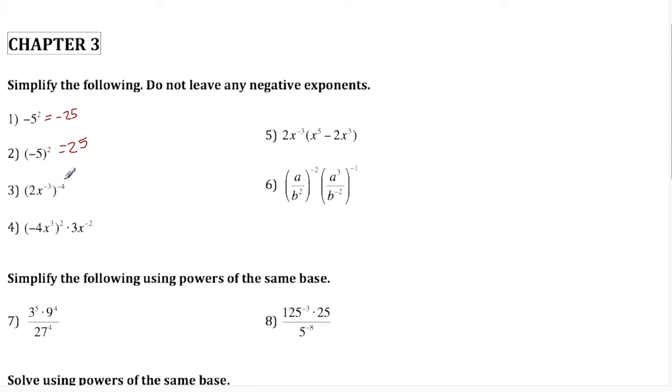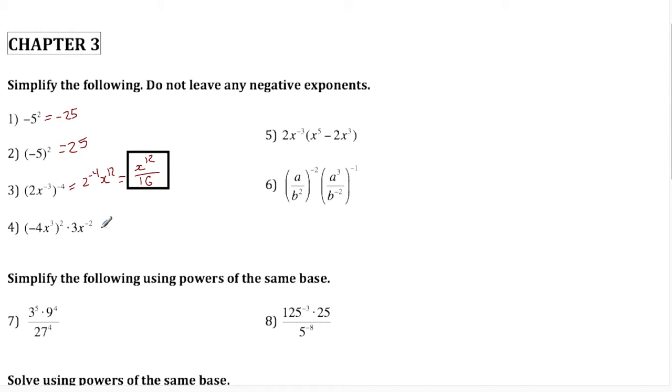Number 3, we have a negative 4 exponent. So we distribute this in, basically multiply all the exponents. So this is really a 2 to the first power. So it becomes 2 to the negative 4th, x to the 12th, but we can't leave any negative exponents. So this 2 to the negative 4th becomes 1 over 2 to the positive 4th, which is 16. So we get x to the 12th over 16. I should box my answers here so I know that that's the answer. Okay.